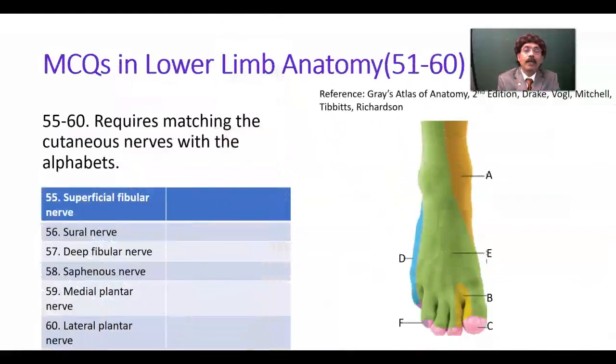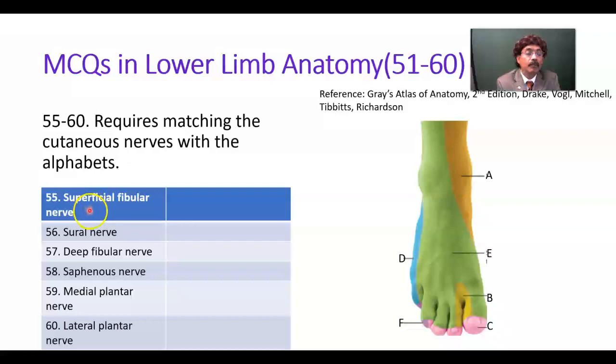So now we'll match the cutaneous innervation of the foot. This is very important clinically, especially for the neurologist. It is very essential, even for the general physician, because we like to assess the spinal cord segment, as a lot of people have diseases like diabetes. They have peripheral neuropathy, so we must have a good idea about the cutaneous innervation of the foot. Let's start. Superficial fibular nerve.